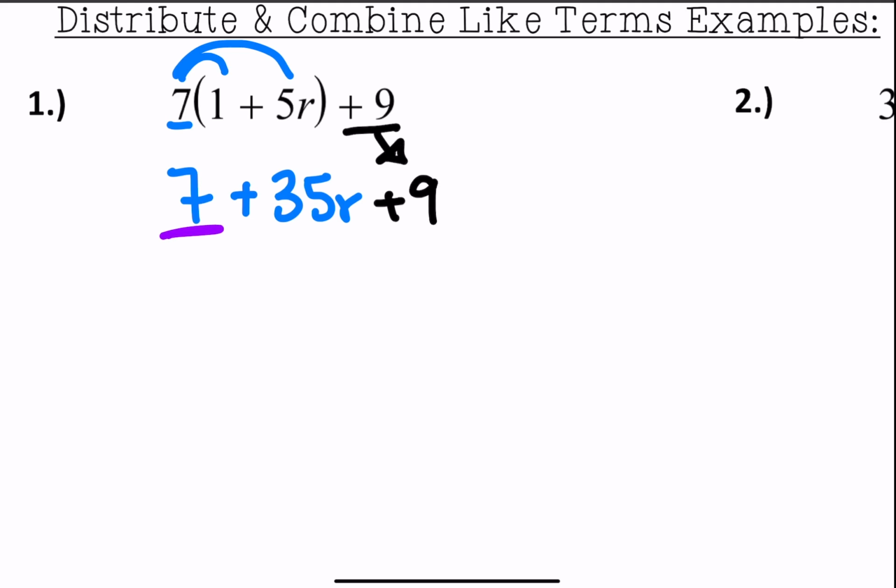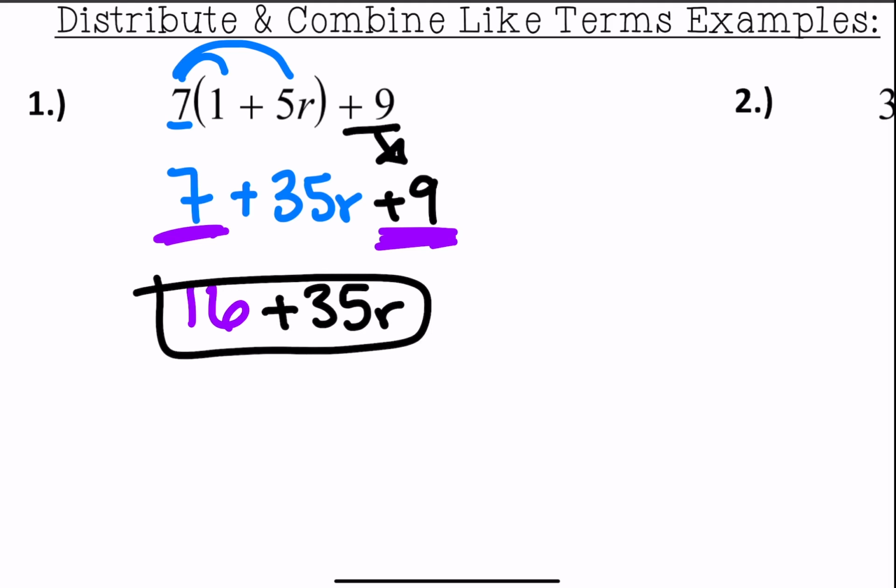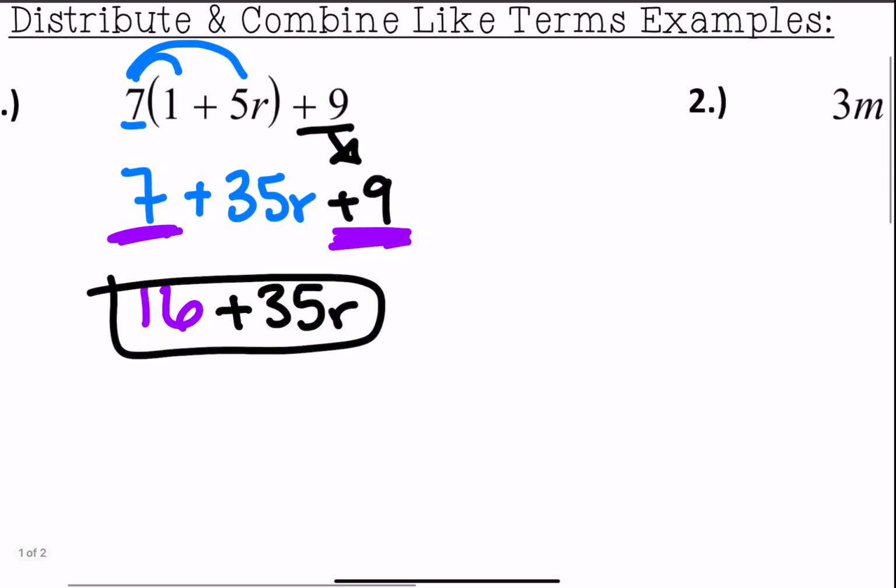Combine like terms. So first I look at this 7. Well, the 7 has a like term of 9. So 7 plus 9 is 16. The plus 35r doesn't have a like term, so we just bring it down, and that's our final answer. And if we look at this, 16 would be our constant, and 35 would be our coefficient.